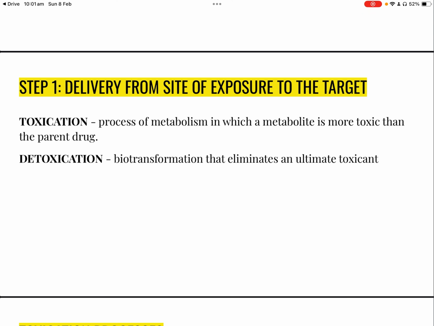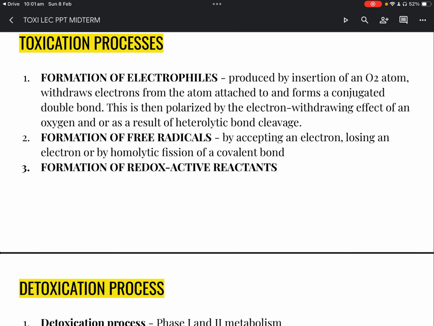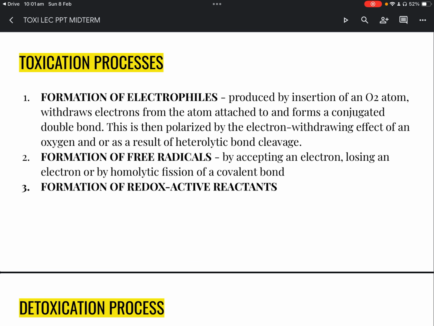synthesized in your body. Okay, so for the toxification process, we have the formation of electrophiles, formation of free radicals, and formation of redox active reactants. When you say formation of electrophiles, this is the process. First, there is a production of oxygen atom, and then it withdraws electrons from the atom attached to and forms a conjugated double bond.